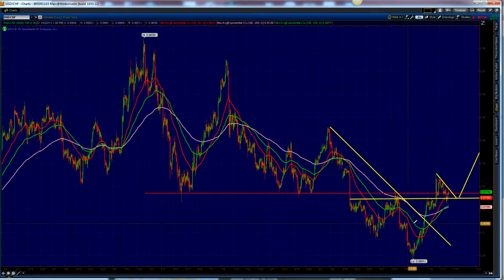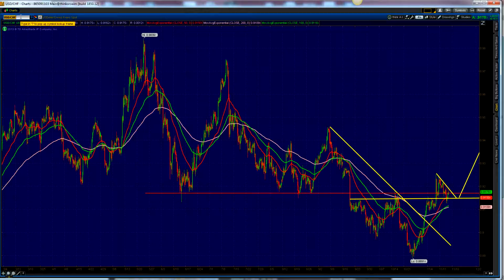Potential sort of sloppy inverse head and shoulders going on here too, or cup and handle if you want to look at it that way. Here's the choppy cup and here's the handle we're dealing with now. So there are a lot of reversal potentials on dollar Swiss, which suggests that there may be some reversal possibilities on euro dollar, but we'll see what Yellen has to say.